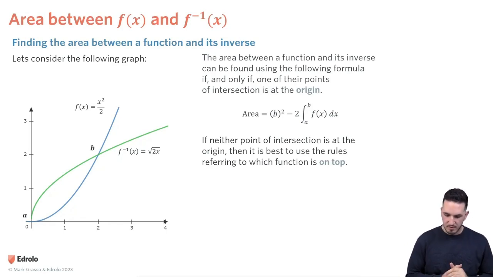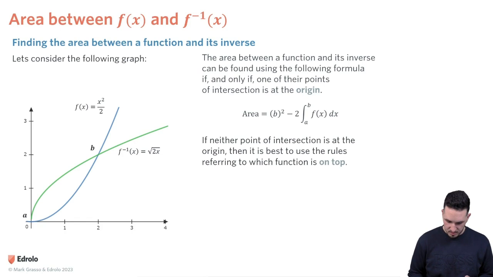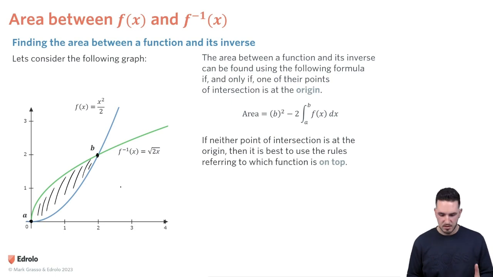So let's consider the following graph. We have f of x equals x squared on 2, and its inverse of x equals the square root of 2x. So what we can see here, to find the area between these two graphs, we're looking for this area here, and essentially again we can set this up the same way, identify which function is on top, and then identify where the functions intersect. So in this case, we could theoretically have the integral from a to b of f inverse of x minus f of x dx.